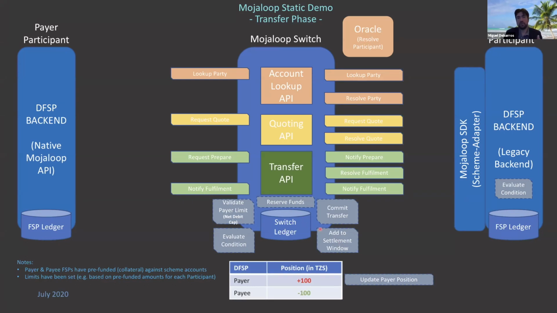And when we now commit the transfer, we basically do the opposite. We decrement the payee position by -100. So you have this ebb and flow of money coming in, positions going up, and money going out, positions going down, etc., as transfers are flowing through the system. And this, in essence, is what we refer to as real-time clearing within the Mojaloop switch itself.